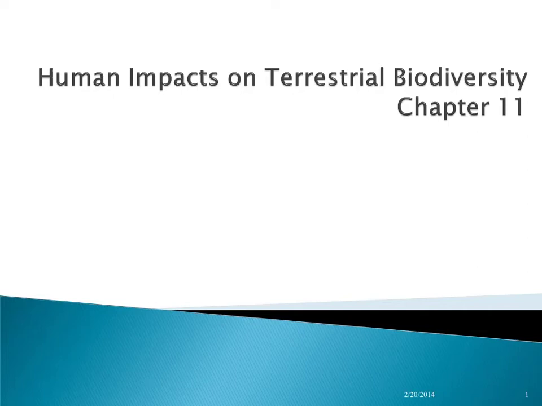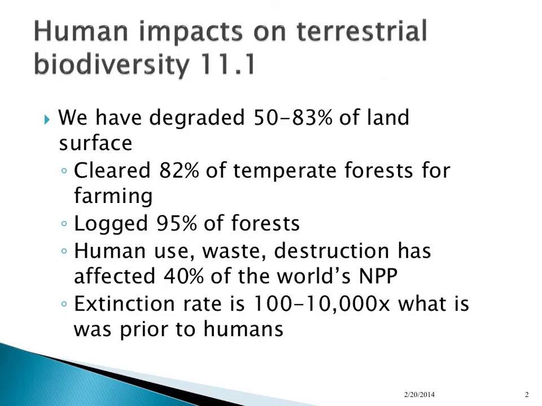Chapter 11 in APES is going to deal with human impacts on terrestrial biodiversity. Terrestrial, of course, means land, so think about it that way. Basically, all the changes we've made, you've got to realize that obviously we need to survive, so we need to use the Earth's resources. Unfortunately, we've degraded anywhere from 50 to 83%, which is a huge range of land surface.